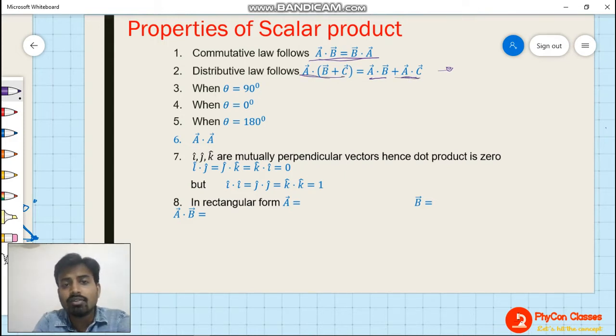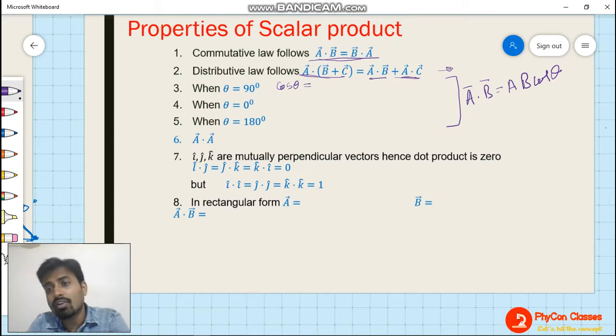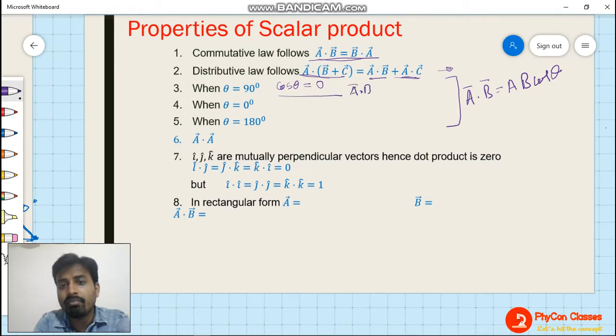Now, when theta is equal to 90 degree, what will be the answer? For this, I am going to give you the formula, that is A dot B is equal to AB cos theta. Now, when theta is 90, what is cos theta? Tell me, cos theta. Cos 0 is 1, cos 90 is 0. Hence, if cos 90 is 0, this resultant, that means A dot B will be 0. Clear?